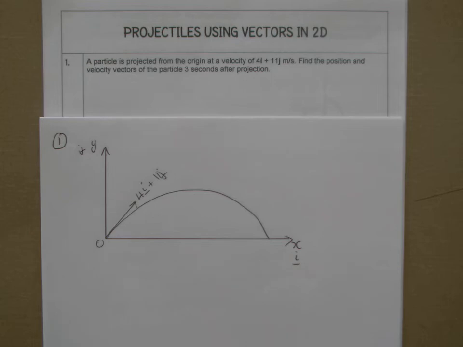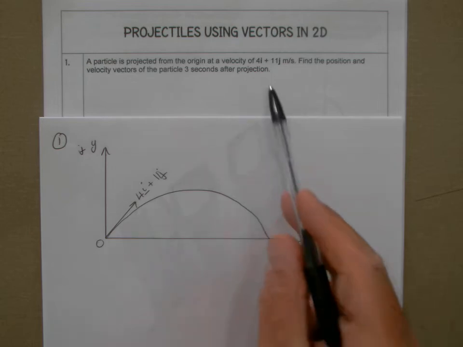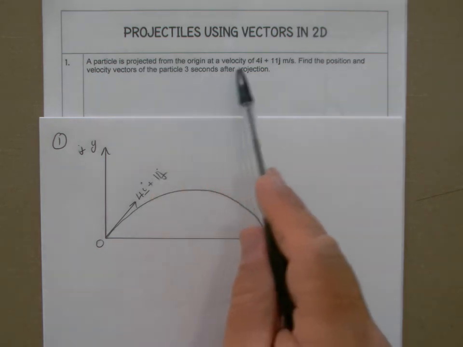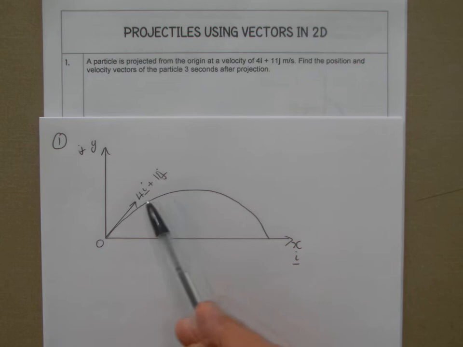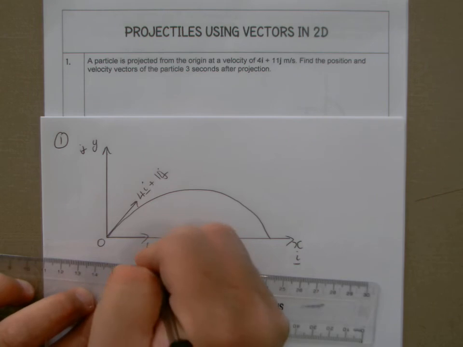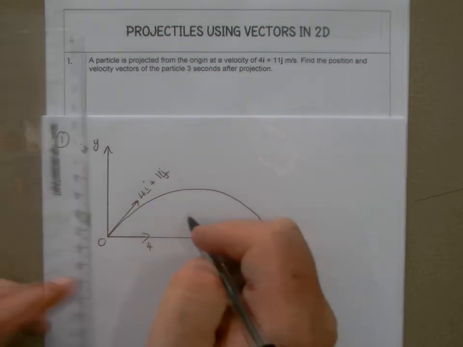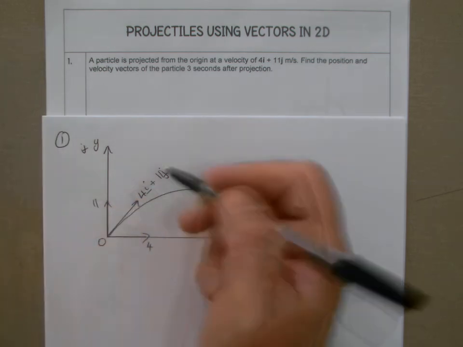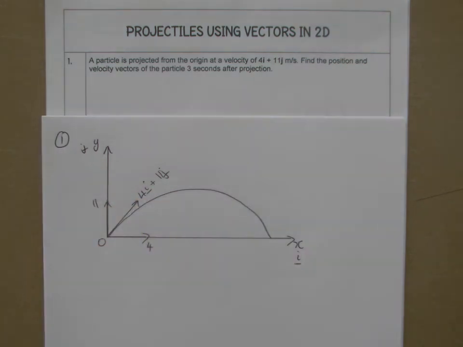So you need to appreciate the initial velocity here. It says in the question the particle is projected from the origin at a velocity of 4i plus 11j. So this is the initial velocity. You just need to appreciate that means it's essentially 4 in the x direction and 11 meters per second in the y direction.